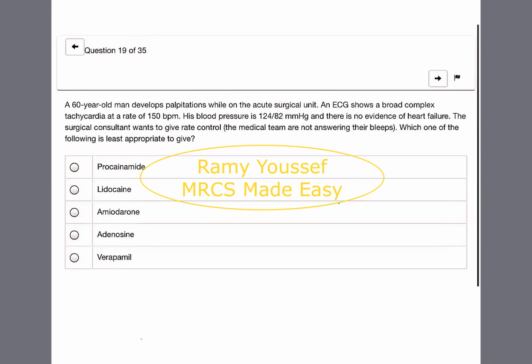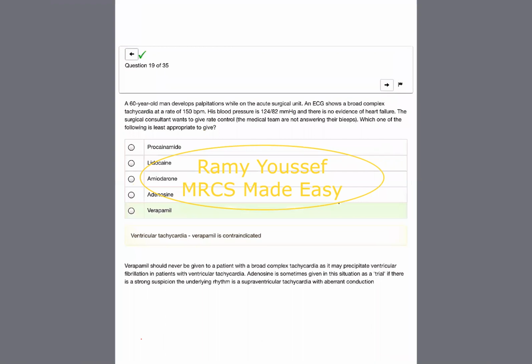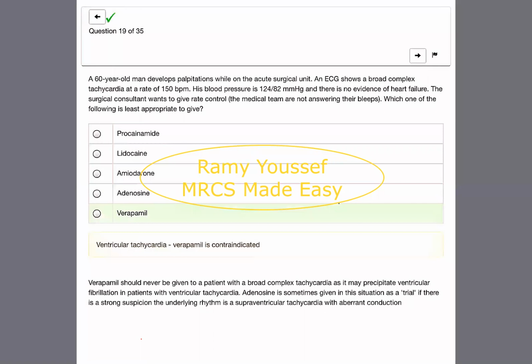Procainamide, lidocaine, amiodarone, adenosine, verapamil. I said verapamil. It's a pure pharma question. Yes. Okay. Thinking about rate control for a tachycardia or any arrhythmia, procainamide, lidocaine, amiodarone, adenosine you can give, but verapamil you can't give. I think verapamil is a calcium channel blocker. I can't remember exactly. So you can't give it in rate control, or it has no role in rate control. And here it also says it is contraindicated.